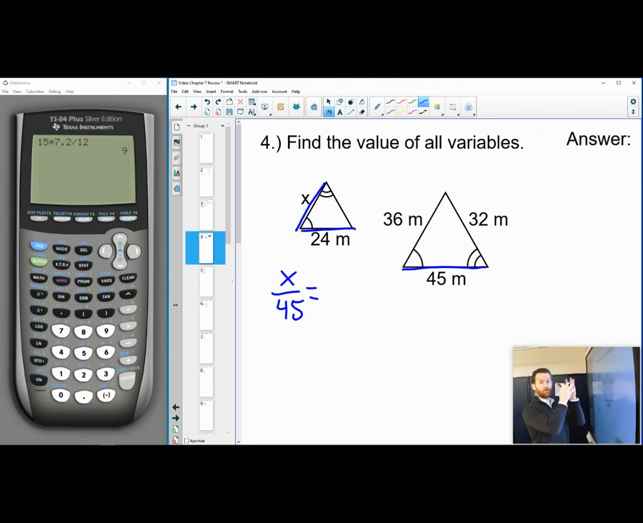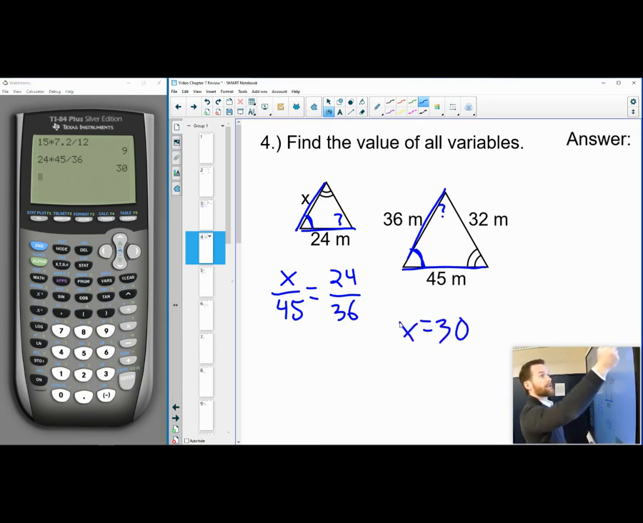Because we've locked ourselves into the small triangle to the bigger triangle, it's 24 over, and 24 is in between one angle marking and a blank angle marking. So one angle marking and the blank angle marking, that's 36. 24 to 36. Then we can just cross multiply the two that are diagonal. So it's 24 times 45, divide by 36, and we get 30. So x equals 30. Check the answer.